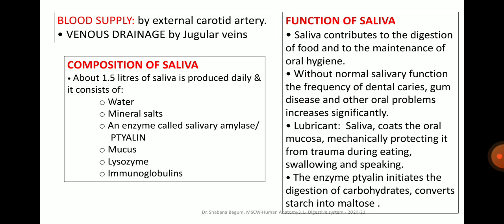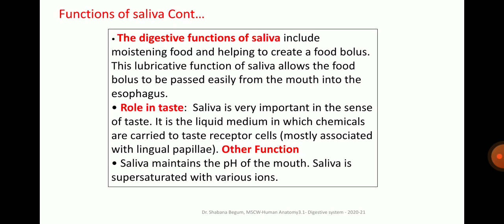The enzyme ptyalin initiates the digestion of carbohydrates, converting starch into maltose. The saliva has more functions, like the digestive functions of saliva include moistening food and helping to create a food bolus. This lubricative function of saliva allows the food bolus to pass easily from the mouth into the esophagus.